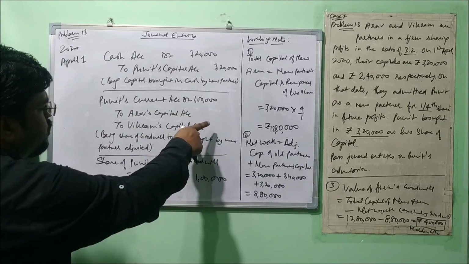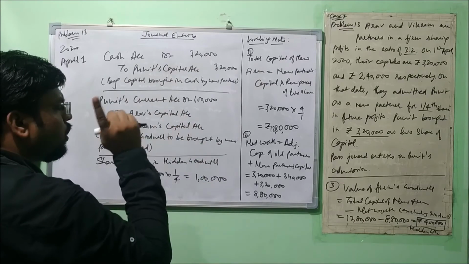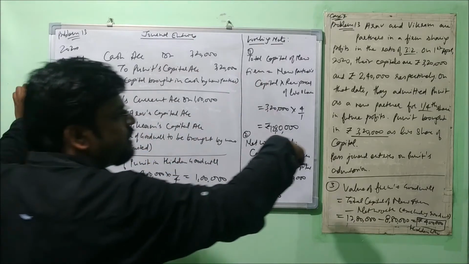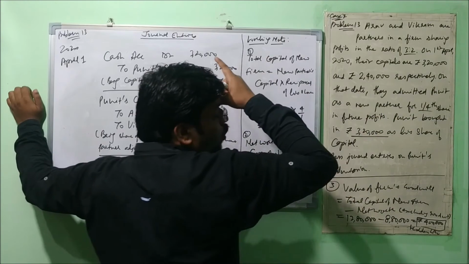Now, this amount will be distributed between these two in the sacrificing ratio. But in this question, the sacrificing ratio will be similar to the old profit sharing ratio.